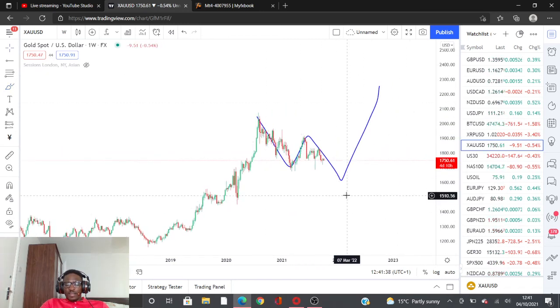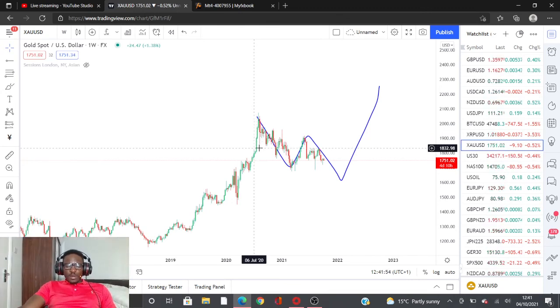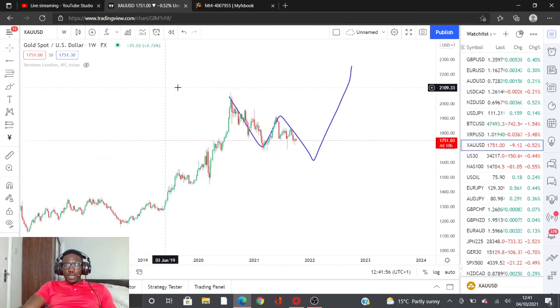Now, mind you, I say classic 1 2 3 correction. It doesn't mean the market is going to give you a 1 2 3 correction all the time. No, sometimes it might give you a complex 1 2 3 4 5, or some kind of complex contraction. But you have to understand wave analysis to be able to understand these kinds of corrective patterns. But yeah, gold is bullish as well.